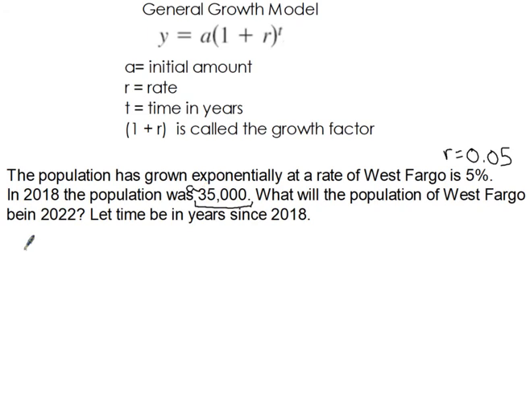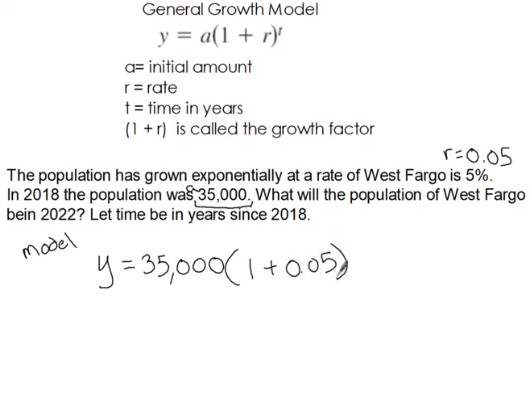So if I were to write an exponential model, an equation that I can use for any situation, it would look like y equals 35,000 times (1 plus 0.05) raised to the x power. Now, this is called a growth factor because I've got a number that's bigger than 1, albeit just barely bigger than 1. And if I want to figure out the population in 2022, I'm going to put in for x my time, which is going to be 4 for 4 years.